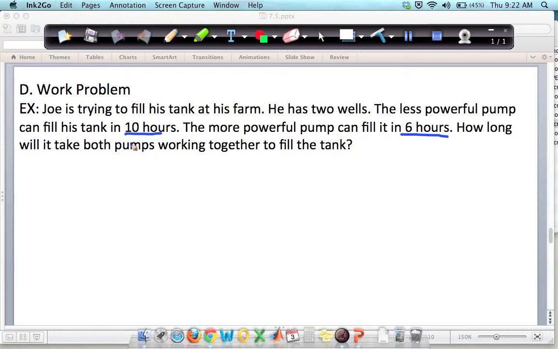The way I do this is I look for how much they complete in 1 hour. I'm going to start with the less powerful. If it takes 10 hours, how much has it completed in 1 hour? It has completed 1/10 of the work. Then for the more powerful, if it takes 6 hours, how much has it completed in 1 hour? That would be 1/6. And then I want them to be working together.